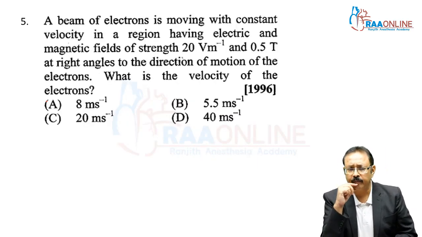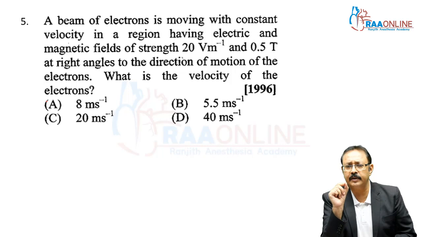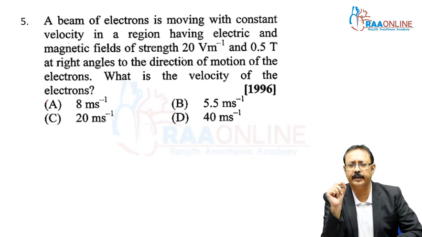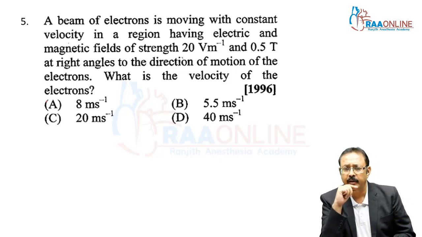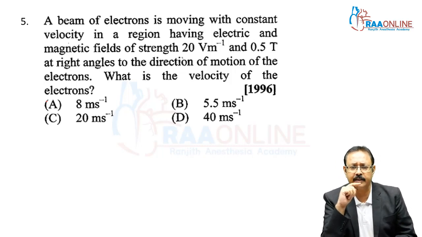Fifth problem. A beam of electrons is moving with constant velocity in a region having electric and magnetic field of strength 20 volt per meter and 0.5 Tesla at right angles to the direction of motion of the electrons. What is the velocity of the electrons?